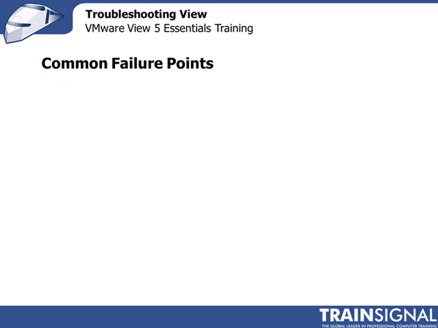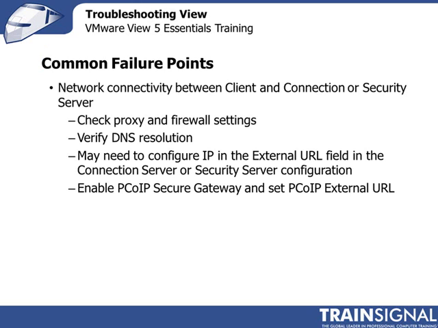So let's start with the common failure points. Network connectivity is probably the most common issue you'll run into, and most of your standard connectivity troubleshooting will apply here. Checking stuff like proxy and firewall settings, and checking to make sure DNS resolution works. This can be as simple as connecting from the client device to the View connection server website.